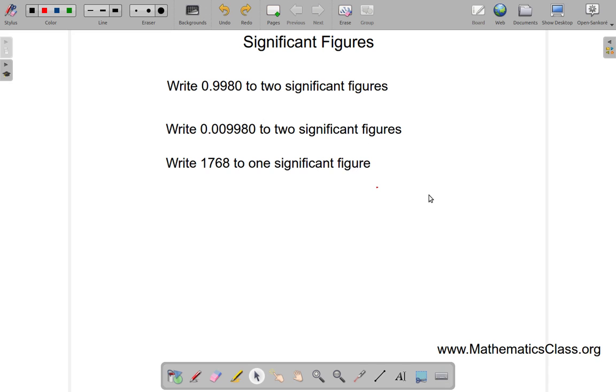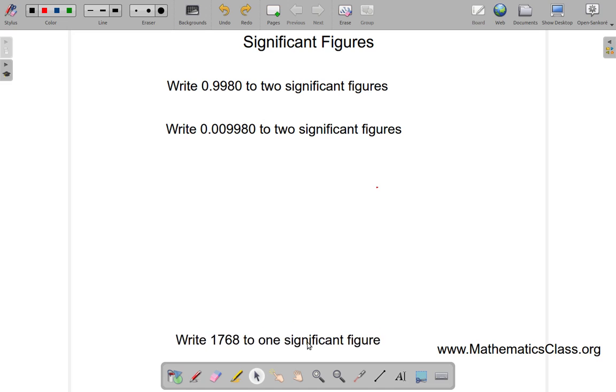Let us look at these three examples where I want you to write these numbers to two significant figures, two significant figures for this and one significant figure for this one. What I want you to do at this time is pause the video, work them out, and then come back. So do that now. Okay, good, you're back. Now let's look at each case.